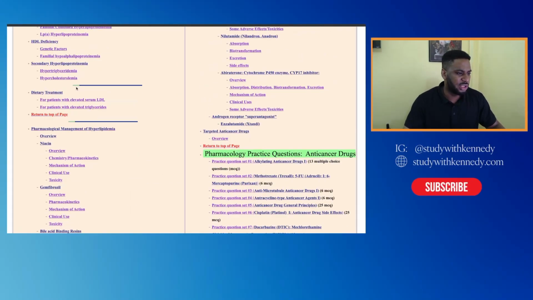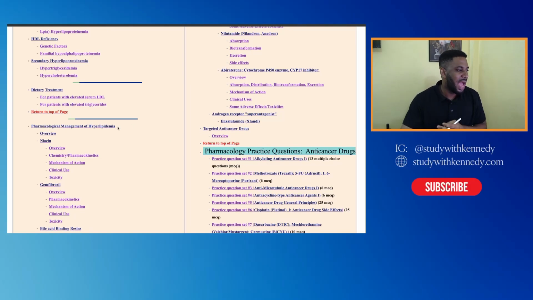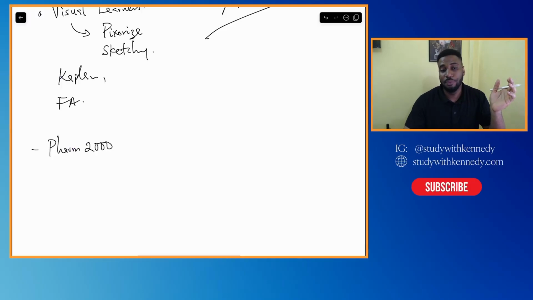The other advantage of this is that it's very specific. The subjects are well defined. So if I want to practice questions on anti-cancer drugs, it is literally labeled clearly anti-cancer drugs, right? I don't have to sift through a lot of things. Hyperlipidemia, it's clearly labeled hyperlipidemia. Hypertriglyceridemia, you can literally do questions on a very specific thing, which is what makes it a very fantastic resource for you to use. So take advantage of that.